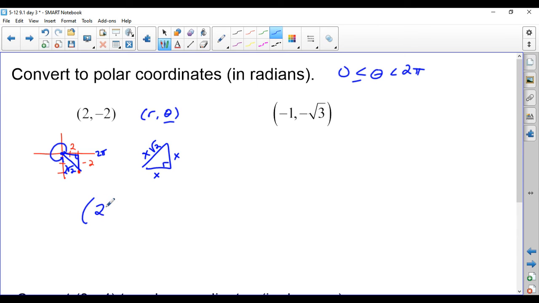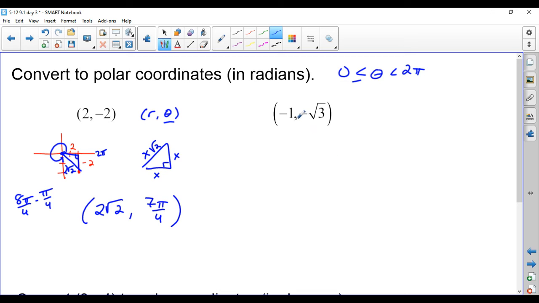So my radius is 2 root 2, and my angle is 1 pi over 4 short of 2 pi. So 8 pi over 4, take away 1 pi over 4, that angle is 7 pi over 4. If I was doing this in degrees, I would say I'm 45 degrees short of 360. 360 minus 45 is 315.